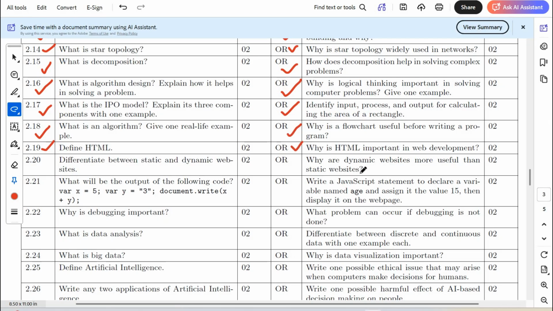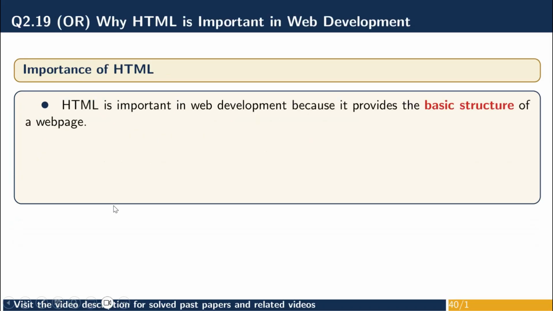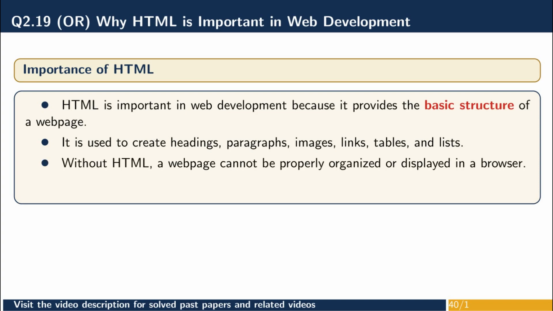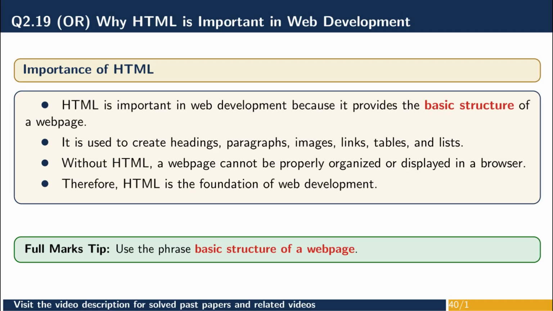Or part is, why is HTML important in web development? HTML is important in web development because it provides the basic structure of a web page. It is used to create headings, paragraphs, images, links, tables, and lists. Without HTML, a web page cannot be properly organized or displayed in a browser. Therefore, HTML is the foundation of web development. Full marks tip is use the phrase basic structure of a web page.